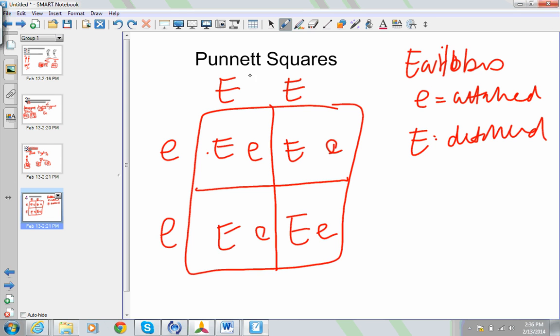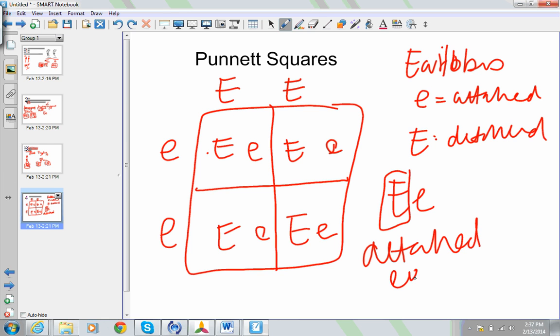Because these are the only alleles that this person has the potential of passing on, and these are the only alleles that this person has the potential of passing on. So no matter what, they're going to end up with an offspring that is heterozygous. And since they're heterozygous, the dominant allele is going to mask the recessive allele, so they are going to have detached earlobes, and they're going to be a carrier for the recessive trait, which is attached earlobes. So they could still pass it off to their future offspring.